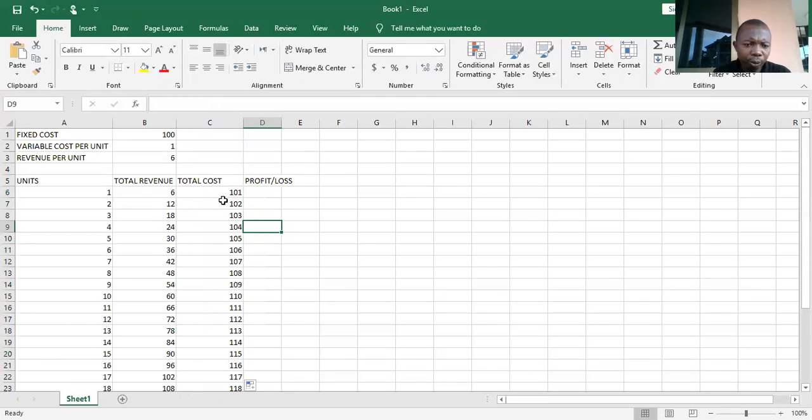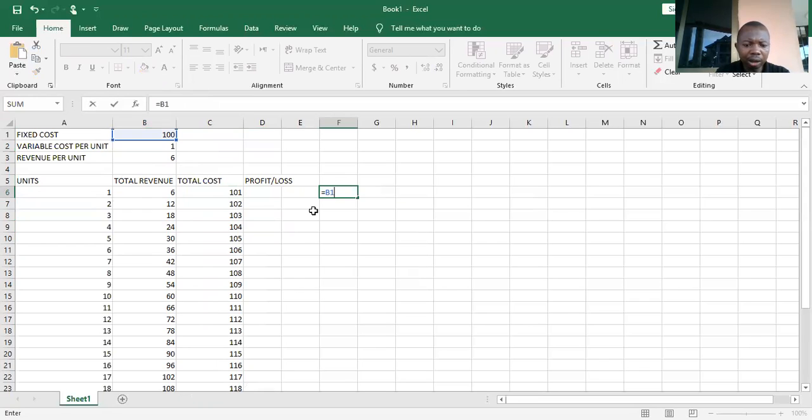Okay, so see, when we are selling 1 unit, our total cost is 101. Why 101? Because 1 times 1 is 1, plus 100 will give us 101. When it is 2, 1 times 2 plus 100, 102. If you decide that you bring the fixed cost first, so assuming I want to make it B1, to be made absolute, plus, then I decide to go for the variable cost per unit, which is B2, to be made absolute, multiplied by the unit here.